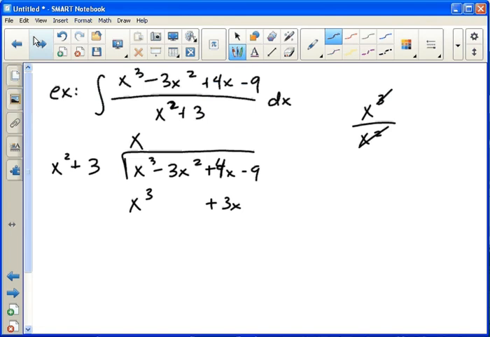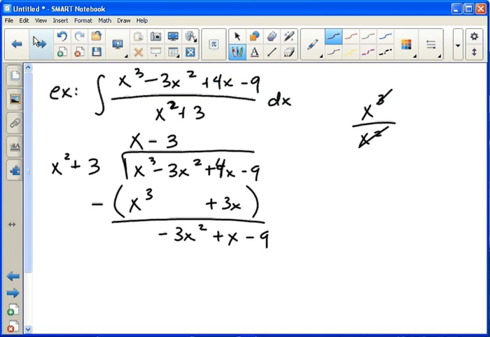So now I'll subtract. X cubed minus x cubed is 0. Negative 3x squared minus 0 is negative 3x squared. 4x minus 3x is x. And then negative 9 we just bring down. So divide, multiply, subtract, bring down. Now x squared will go into negative 3x squared negative 3 times. That was the division.